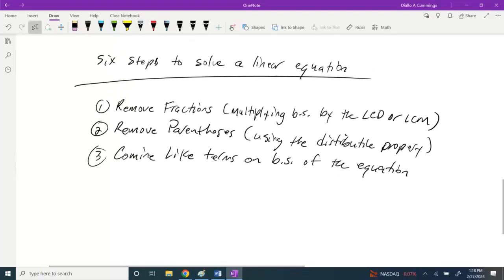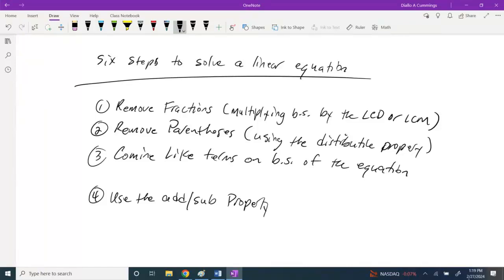The fourth thing you want to do is use the addition or the subtraction property of equality. Right? So that just means whatever you do to one side, whatever you add or subtract to one side, you must add or subtract the same thing to the other side. This is sort of like the same thing as transposing. Right? Just simply moving terms across the equal sign, you're going to change their sign.